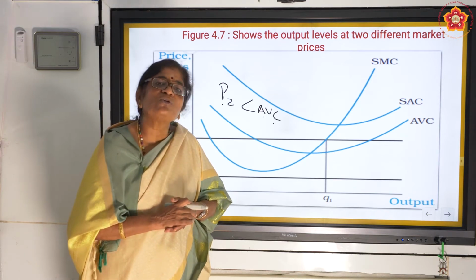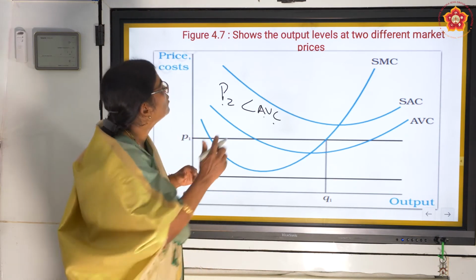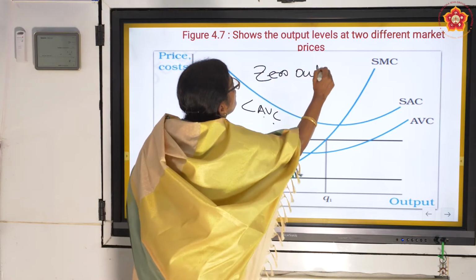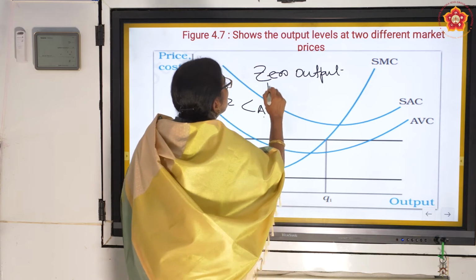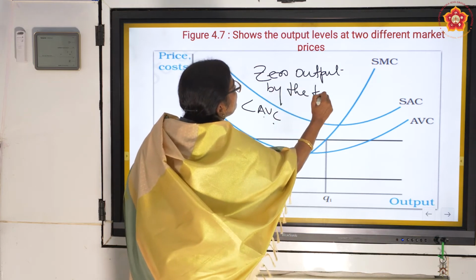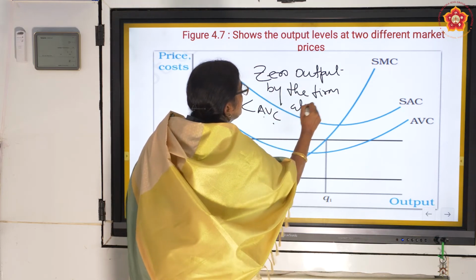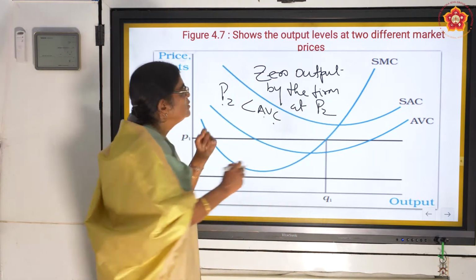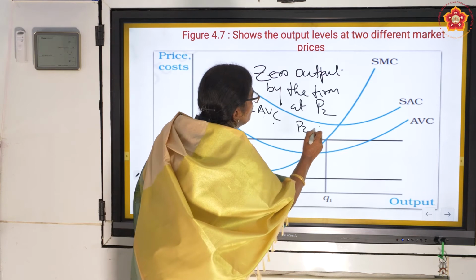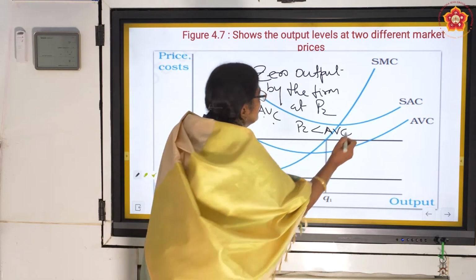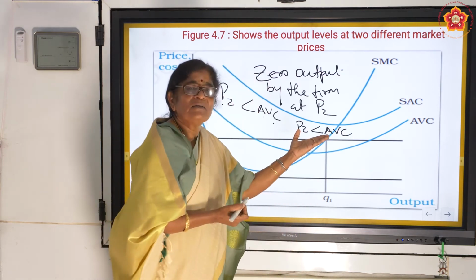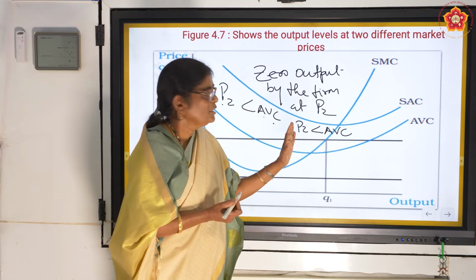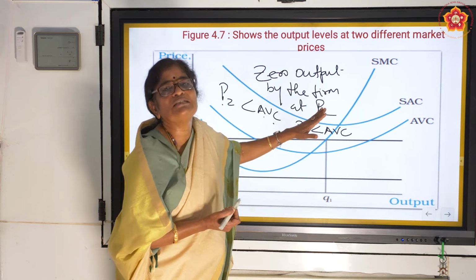If they are not going to produce, what are we going to call it? Zero level of output. Therefore, we say zero output by the firm at P2, the market price, because P2 is less than AVC, that is, the market is unable to meet even the variable cost. Therefore, there is no point; the firm will not produce in this situation.